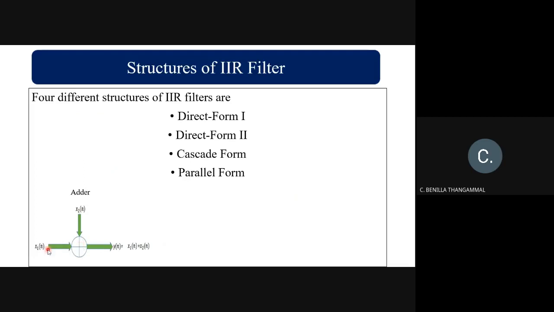Basic symbols that we are going to use: first is the adder. If two signals x1 and x2 are the input, the output will be y of n, which is nothing but the addition of these two signals. Next one is the multiplier. If x of n is the input and the constant to be multiplied is a, the output will be a into x of n. Then the delay element: if x of n is passed to the delay element, the output is x of n minus 1. With these basics, we can start our direct form 1.